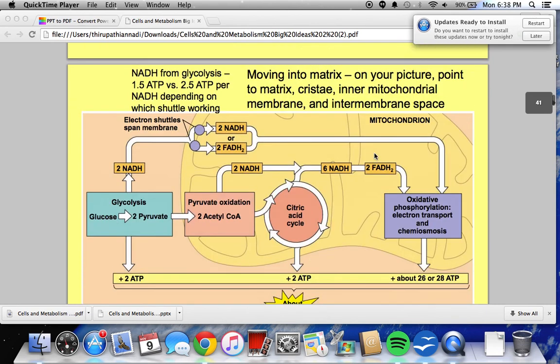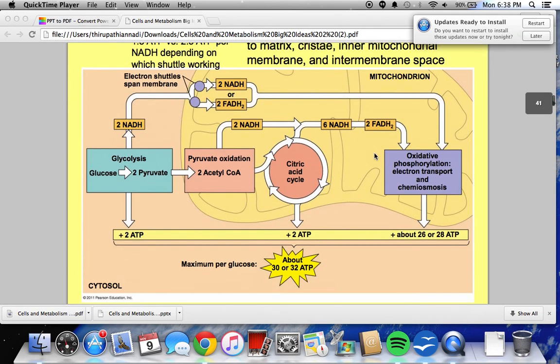Okay, now we're getting to the actual cellular respiration stuff. There are four major steps in cellular respiration. There is glycolysis, pyruvate oxidation, citric acid cycle, and oxidative phosphorylation.